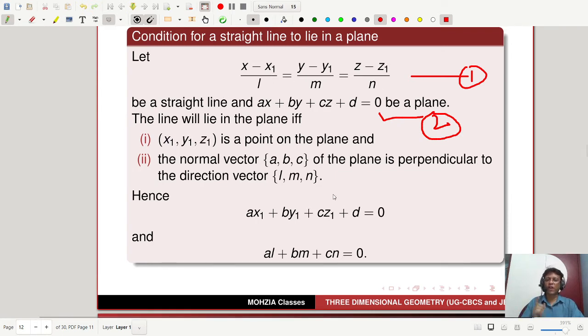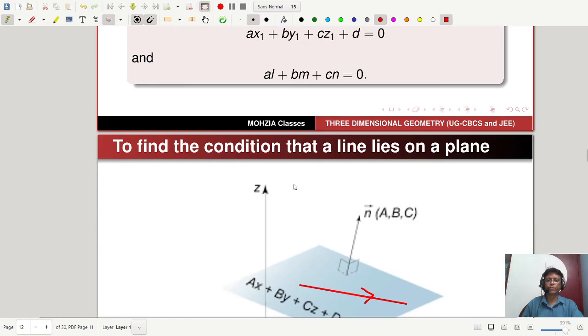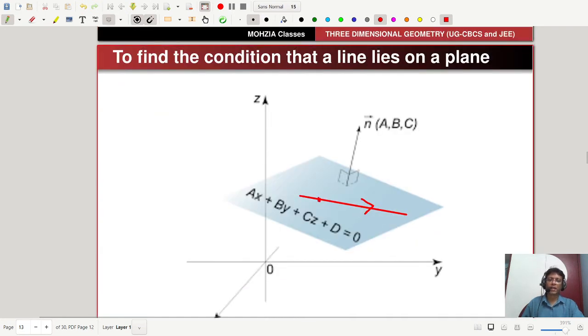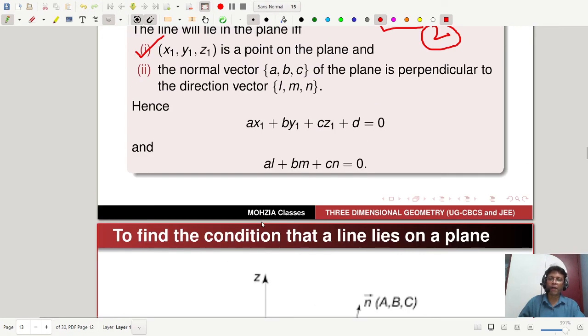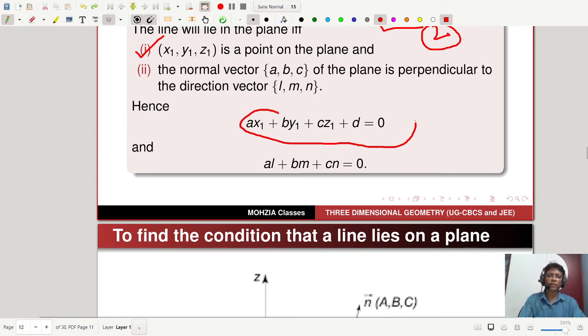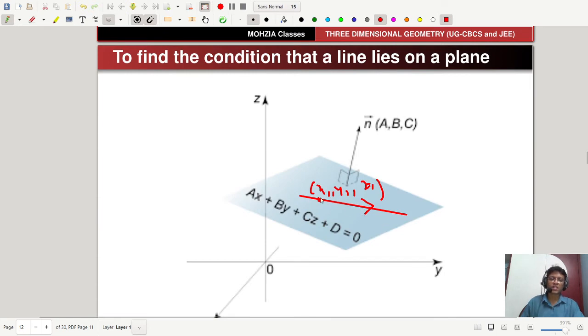So naturally the first condition is that if the line lies on the plane, then x1, y1, z1 is a point on the plane. So if the line passes through the point x1, y1, z1, then the point must satisfy the equation of the plane also. So you have ax1 plus by1 plus cz1 plus d equal to 0. That is the first condition, condition number 1.